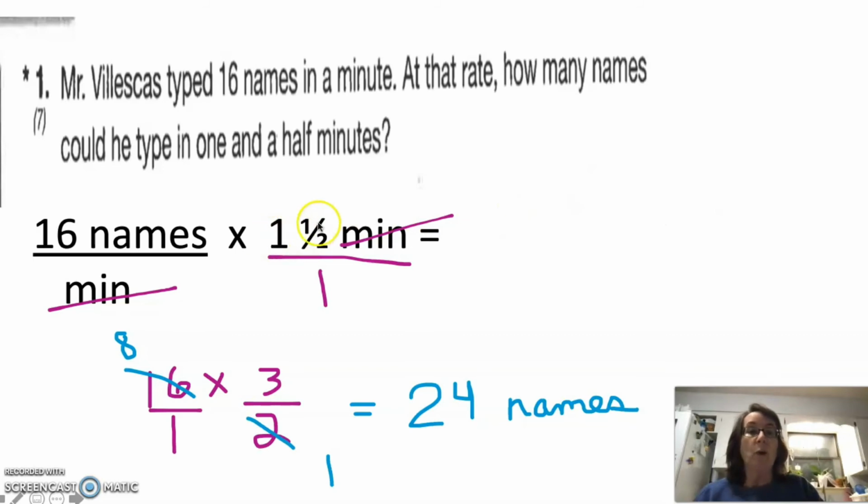So we know that 1.5 is the same as 3/2 when we put it in improper form. So we have 16 over 1 times 3/2. The 16 and the 2 will cancel, leaving an 8 and a 1. And then 8 times 3 is 24. And we have nothing on the bottom anymore, just a 1. So 24 names.